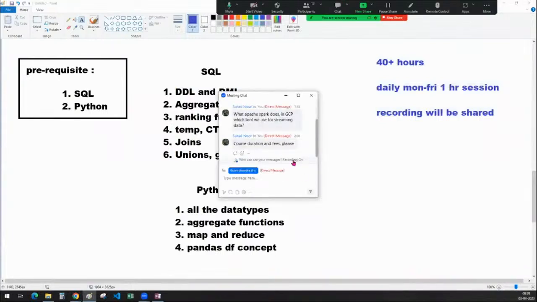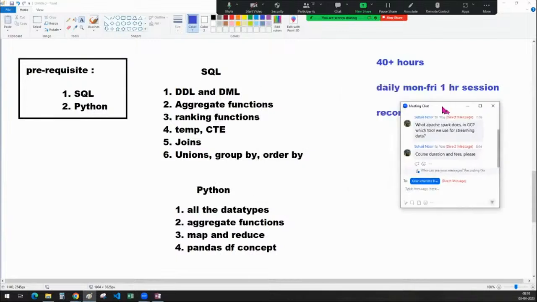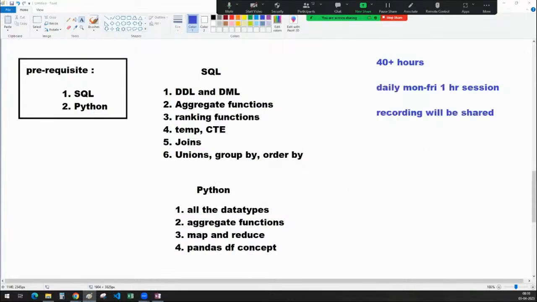Please do speak. Hi, sir. Good morning. So the thing is that I am a VMware guy. For the last 8 years I'm working in VMware. So this platform is completely new to me. So is it a good decision to go for this course?